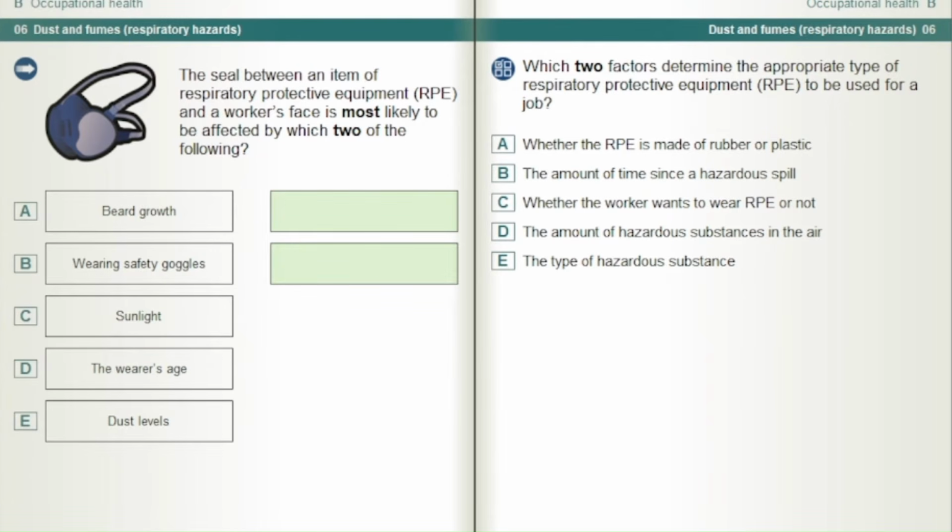Which two factors determine the appropriate type of respiratory protective equipment, RPE, to be used for a job? Whether the RPE is made of rubber or plastic, the amount of time since a hazardous spill, whether the worker wants to wear RPE or not, the amount of hazardous substances in the air, the type of hazardous substance.